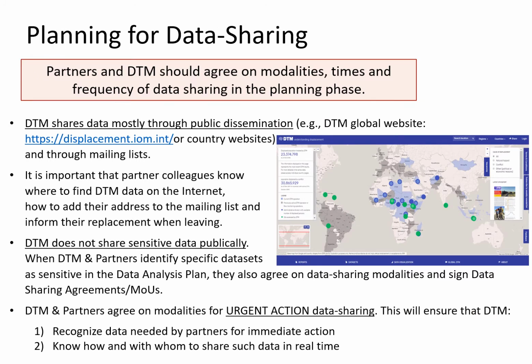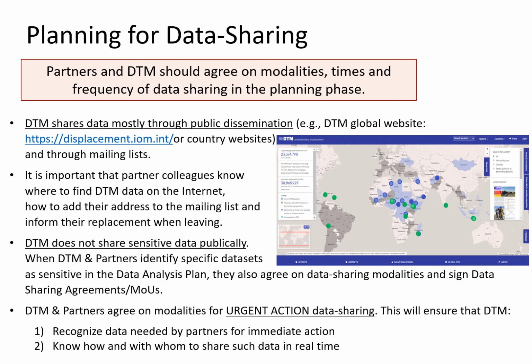The next step is really planning for data sharing. It's again planning for data sharing. It's important to plan thinking already about how to share data. It helps saving time and reduces mistakes. The partners and DTM should agree on modalities, times, and frequencies of data sharing in the planning phase.